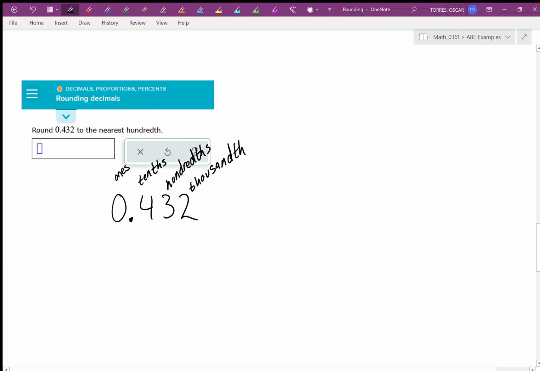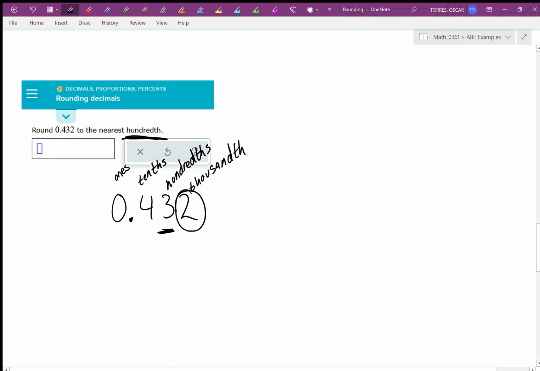So they want us to round to the nearest hundredth. So I'm going to underline the hundredths place, which is a 3. And I'm going to circle the number to the right of it, which is a 2. Now in this case, that number in the circle is less than 5, which means we're rounding down. That doesn't mean the 3 moves down to become a 2. It just means the 3 stays the same.